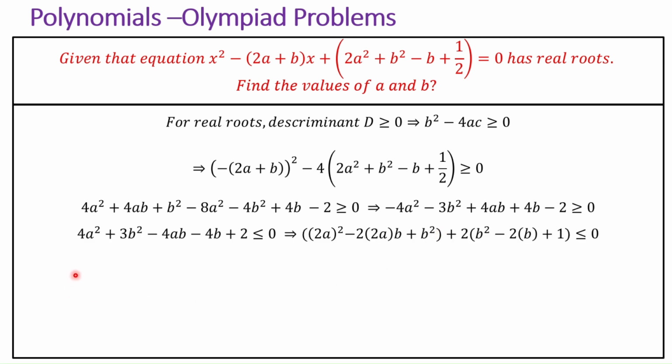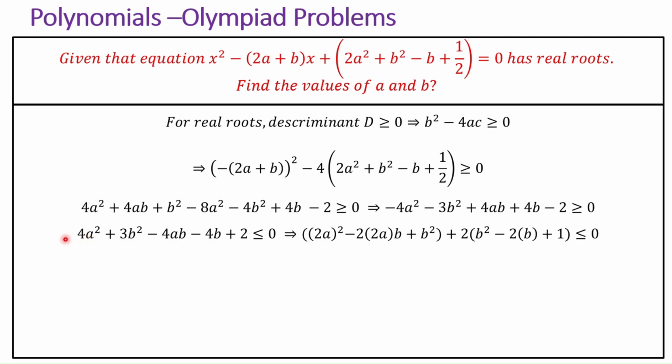Basically, how I want to simplify is I am trying to make two squares of this LHS side. The first thing I have done is multiply both sides with minus. So the LHS side has become 4a square plus 3b square minus 4ab minus 4b plus 2, and 0 is 0 anyway, but the inequality will change. The greater than or equal to becomes less than or equal to now, because I multiplied with minus.